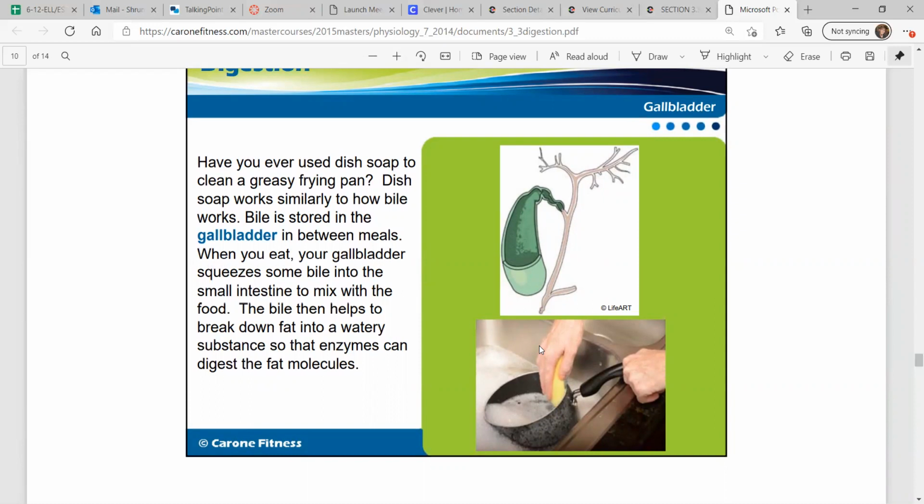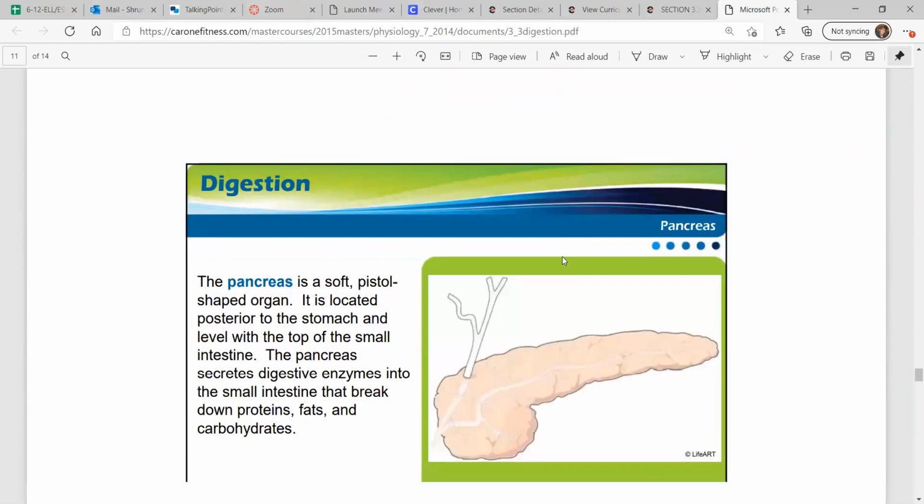Bile is stored in the gallbladder in between meals, and when you eat, your gallbladder squeezes some bile into the small intestine to mix with the food, and the bile helps to break down fat into a watery substance so that enzymes can digest that fat molecule, or all of those fat molecules. So think of gallbladder as dish soap for fat in your body.